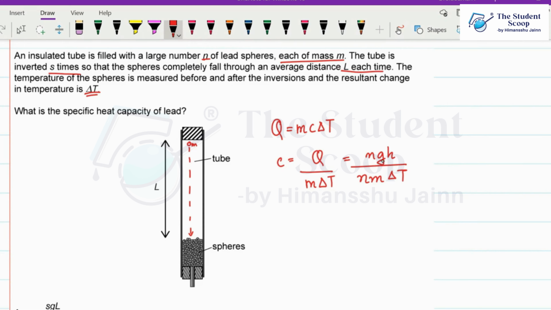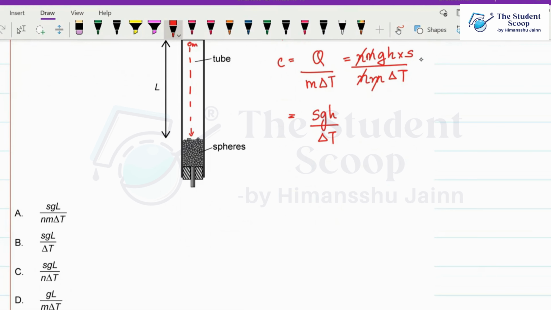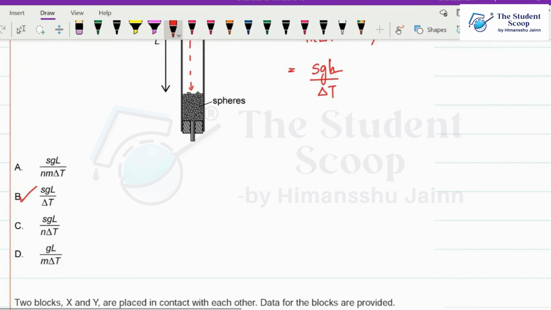Okay, that is for one mass, but since this is just for one lead sphere, there are n spheres in total, and they have this process repeated s times, so n gets cancelled. I will just get s g h over c delta T. Okay, so instead of h, there is l, I think so. Yes, so this is the correct option.